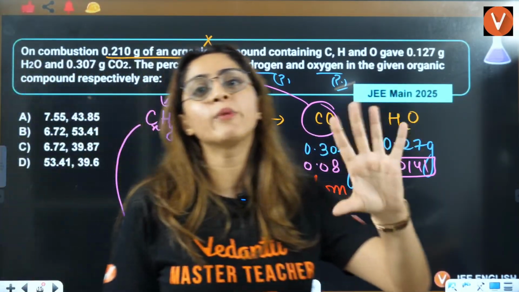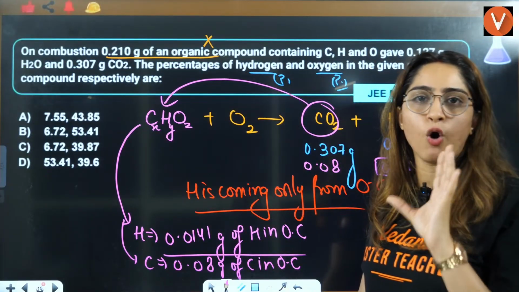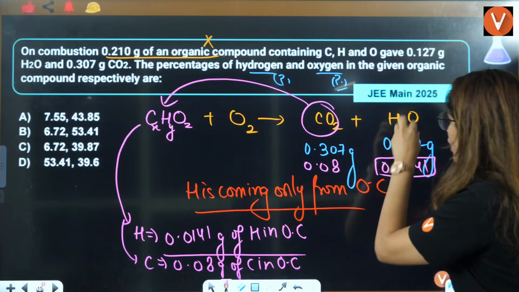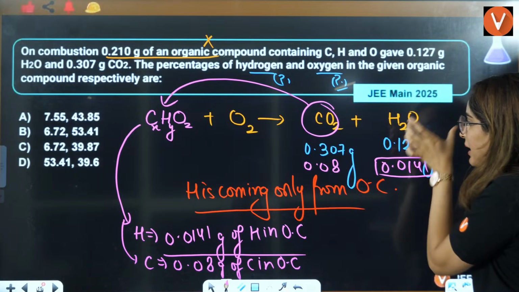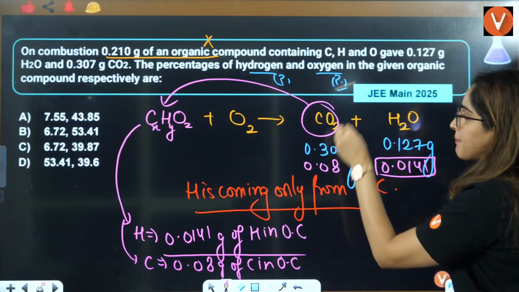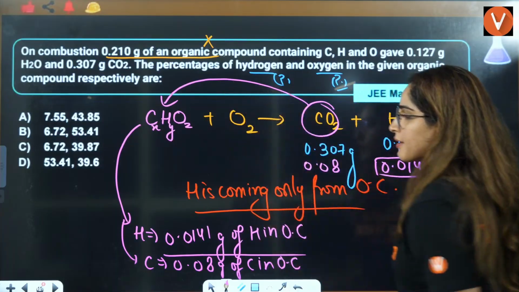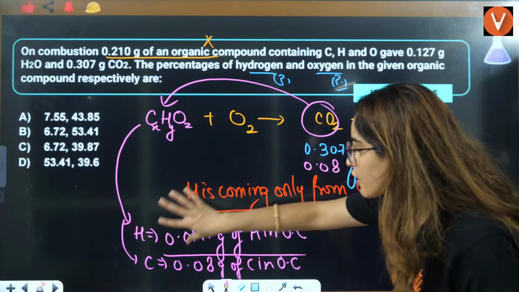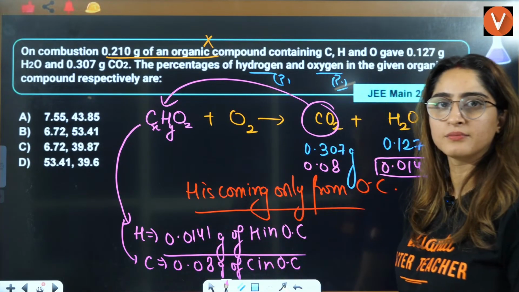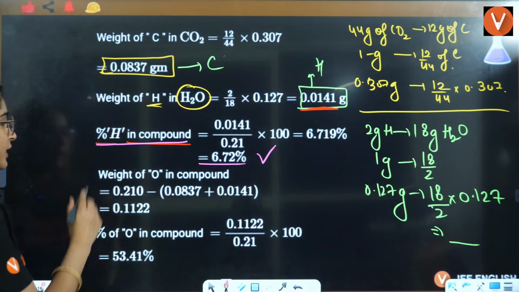That's why I'm not talking about oxygen, right? I am only talking about hydrogen and carbon here. The amount of hydrogen in this water is the same, it is coming from this organic compound. The amount of carbon in this carbon dioxide is coming out of this hydrocarbon, right? So this is your hydrogen, this is your carbon. That means the percentage of hydrogen and carbon you can calculate easily.